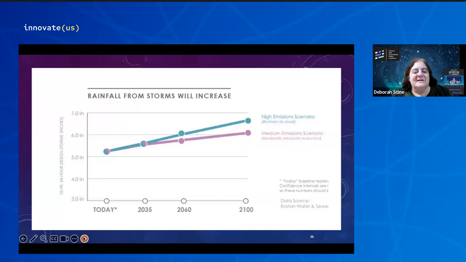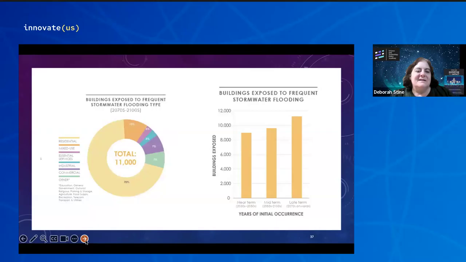Similar here, this is also good in showing the degree of uncertainty by having this medium emission scenario and the high emission scenario. And then here they were talking about buildings.